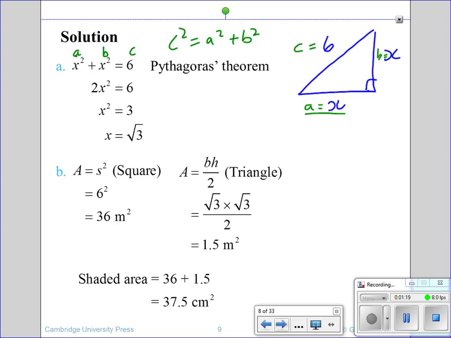Now you'll notice that there's been an error in this one. Some silly person forgot to square it. So instead of being 6, it should be 36. So we end up with 2x squared equals 18, x equals the square root of 18.